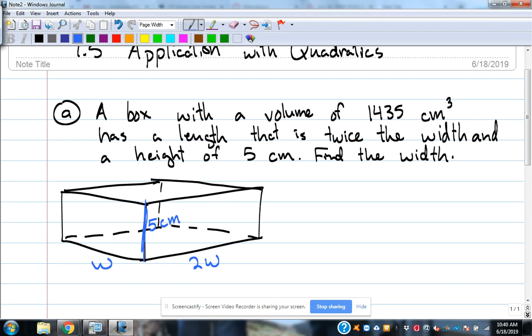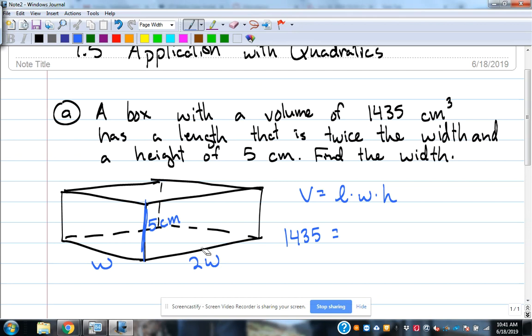Now, what would be considered common knowledge for this problem is that to find the volume of a box, it's length times width times height. Make sure that if you see something about the volume of a box, you know that you're going to use this formula to fill in the things that you know. We know that the volume is 1,435, so I'm going to put that in that place.